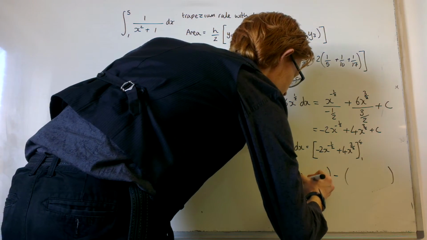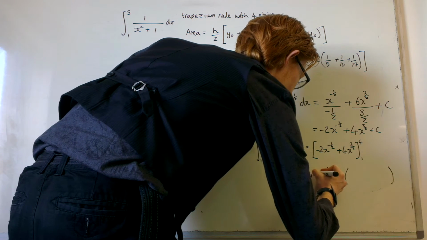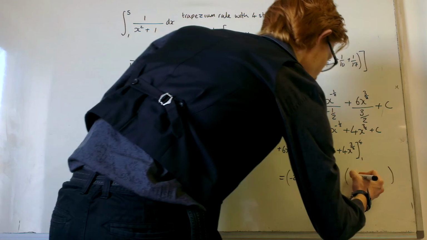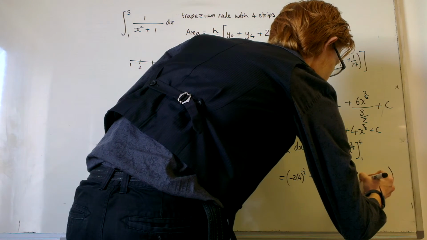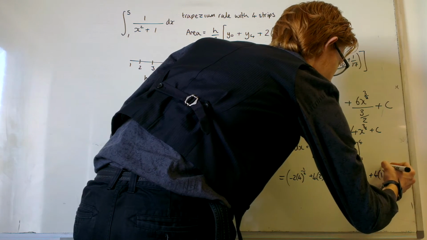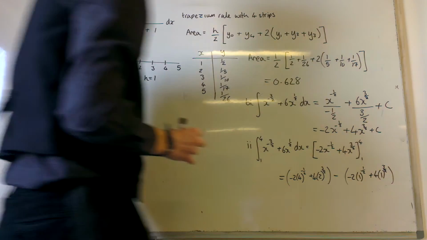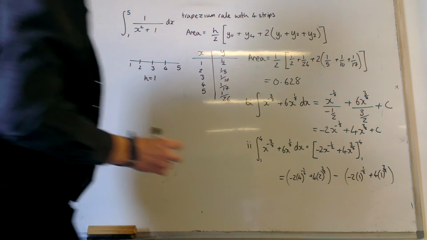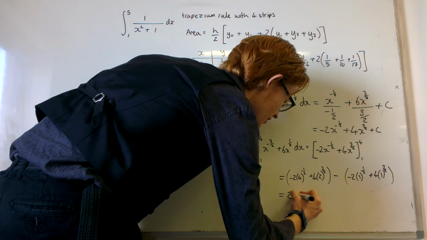Minus 2 times 4 to the minus a half plus 4 times 4 to the 3 over 2, minus, 2 times 1 to the minus half plus 4 times 1 to the 3 over 2. At that point I'll just type all of that into my calculator and work out what the answer is, and you get an answer of 29.